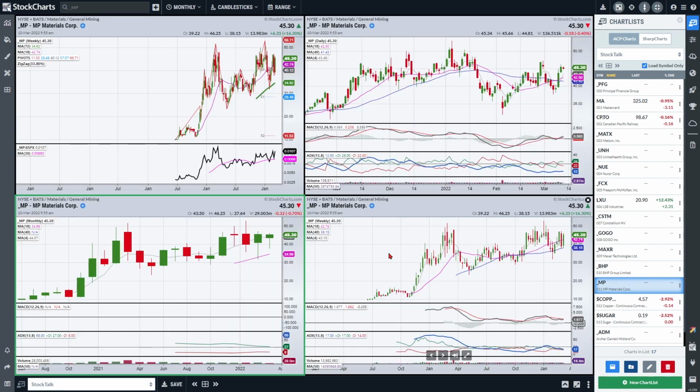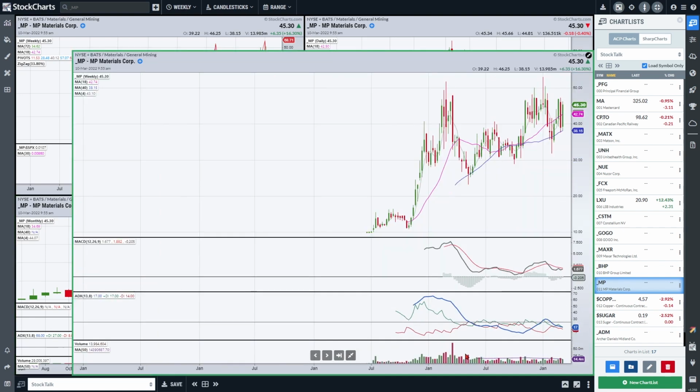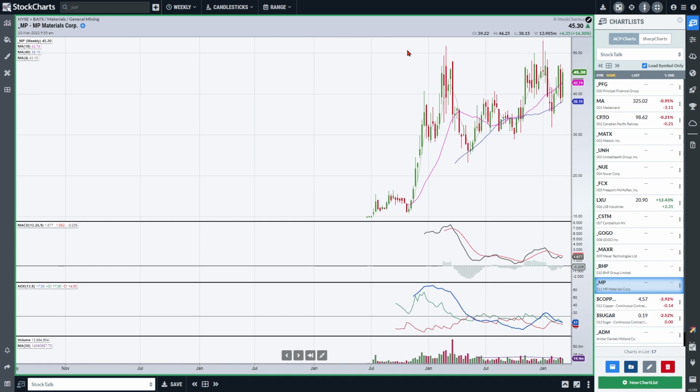MP, so materials, MP materials. So I think this is kind of caught in a range. I mean, you just look at the weekly chart. We've got tails up here at 50. We've got pretty good support down in the mid 30s. Let this quiet down a little bit. It's too much noise, and I want to see the size of the bars get smaller.